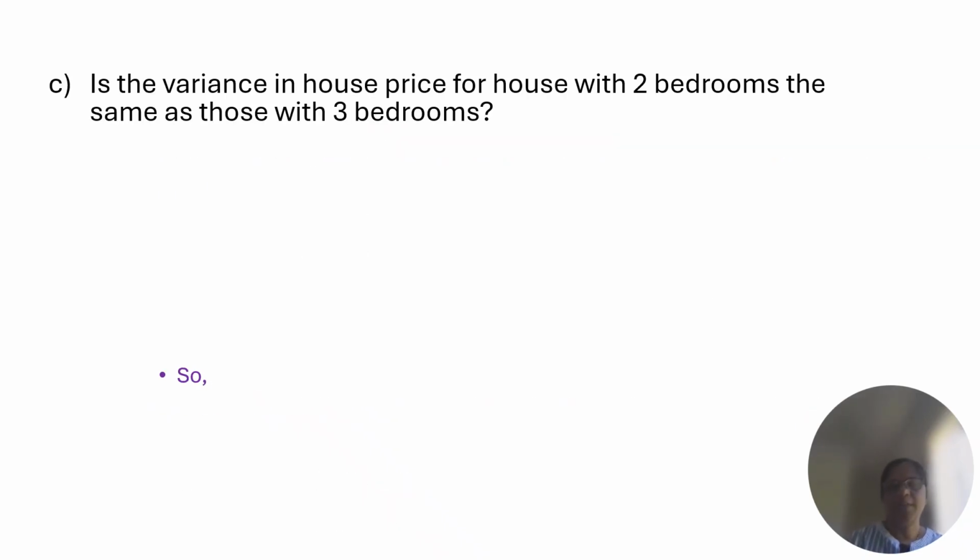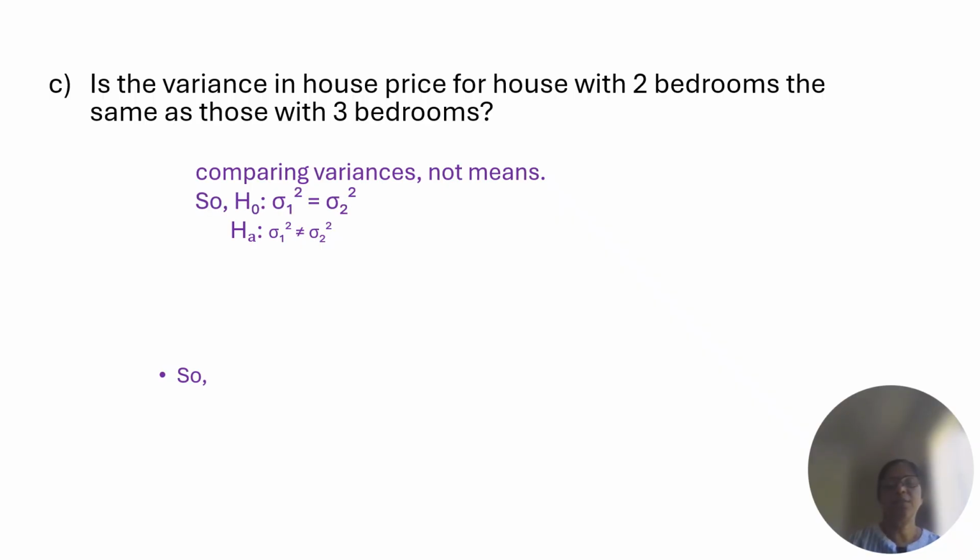Moving on to part C: is the average variance in house price for houses with 2 bedrooms the same as with 3 bedrooms? In this case, we are comparing variances, not means. The variance can be written with the sigma sign. So the alternative hypothesis is that the two variances are different. That's why I wrote sigma 1 squared is not equal to sigma 2 squared. The null hypothesis is that the variances of both types of houses are the same.